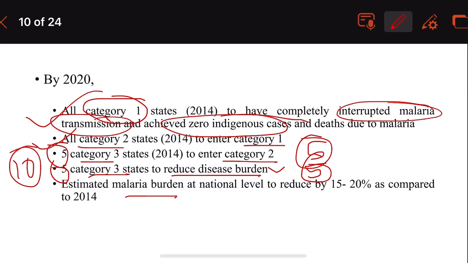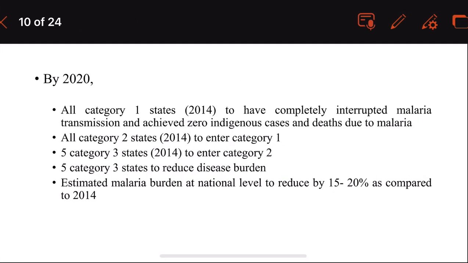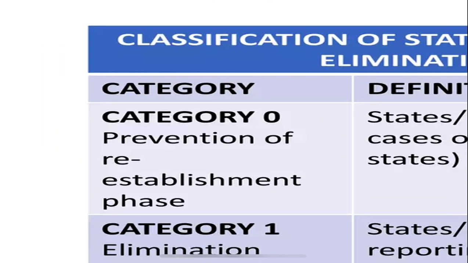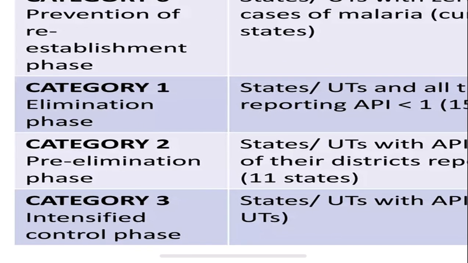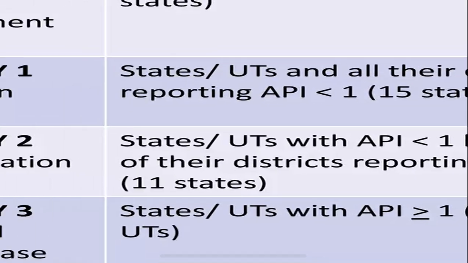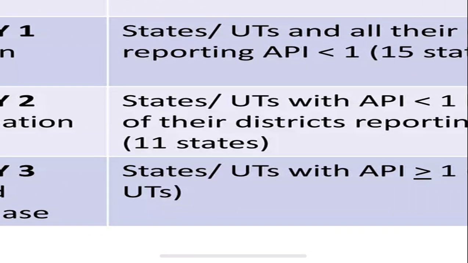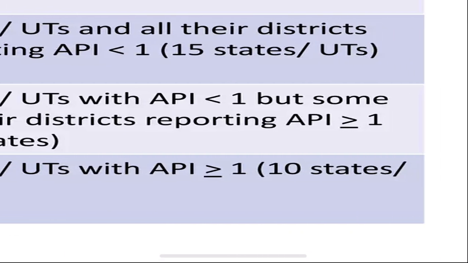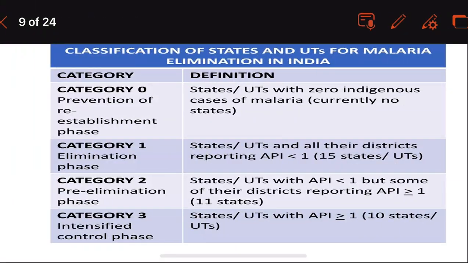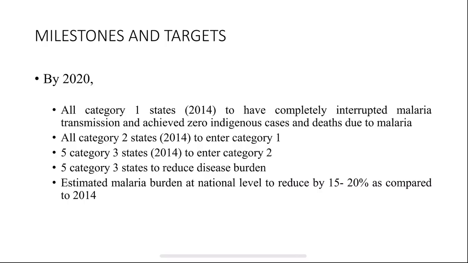Next, the malaria burden at the national level should be reduced by 15 to 20%. So you can just see here, category 0, no state, 0 states. And then category 1, we have 15 states. Category 2, we have 11 states. And lastly, category 3, we have 10 states. So now this was the target for the year 2020.